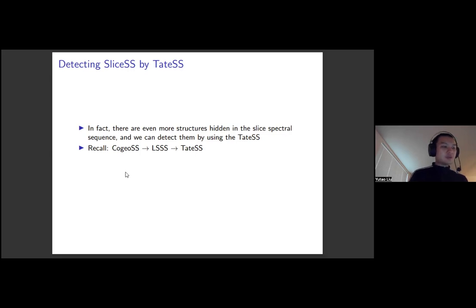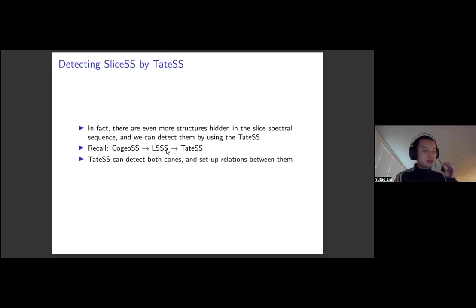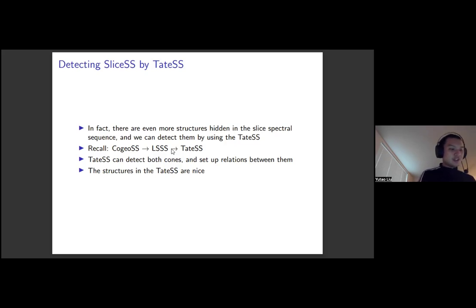You will have a sequence from the cogeometric spectral sequence to the localized spectral sequence, and then to the Tate spectral sequence. In other words, since both the cogeometric spectral sequence and the localized slice spectral sequence detect different cones in the slice spectral sequence, you may expect the Tate spectral sequence can detect both cones and also set up relations between them. And one advantage of using the Tate is that the structures in the Tate spectral sequence are quite nice. I'm going to explain how the Tate detects different regions in the slice first.